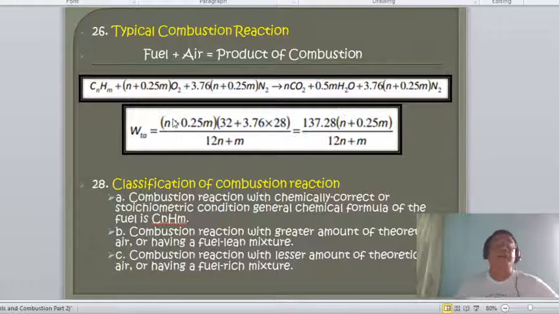So here is now the theoretical air-fuel ratio. Theoretical air-fuel ratio, of course, is the amount of air divided by the amount of fuel. Air here is the so-called reactant, so that is the numerator, divided by the fuel. The derived equation, if the chemical formula of the fuel is known, is equal to 137.28 multiplied by the number of moles of carbon plus 0.25 number of moles of hydrogen, divided by 12 carbon plus the number of moles of hydrogen. So this is now the derived equation.